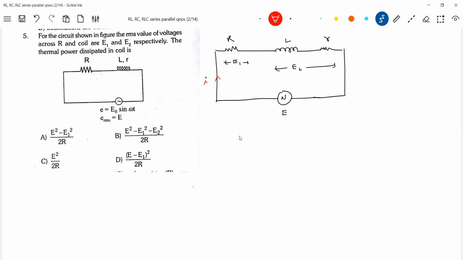Let's draw the phasor diagram. Sir, E square minus E1 square minus E2 square by 2R. Okay, fine, yeah. This LR circuit will offer some phase angle, no? Just imagine this LR circuit. So what is the phase angle of the LR circuit? It will make some angle. So let's take the vector diagram.